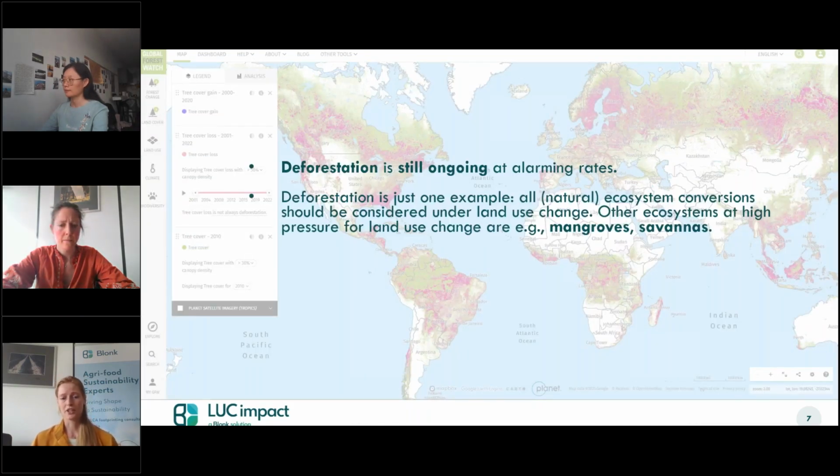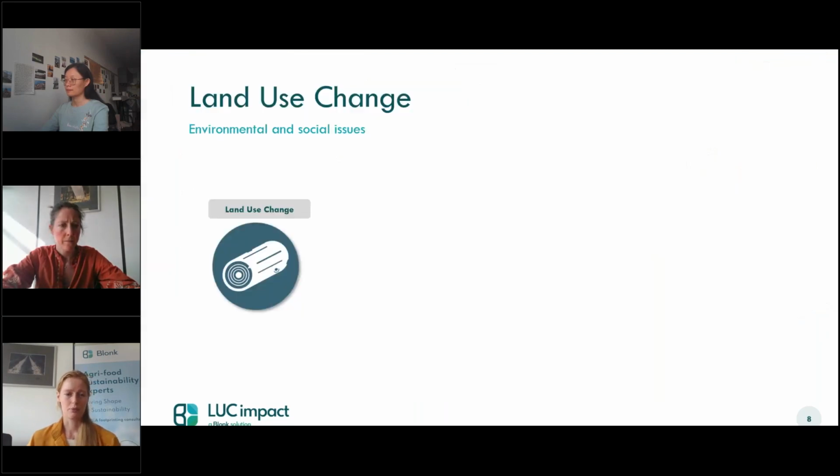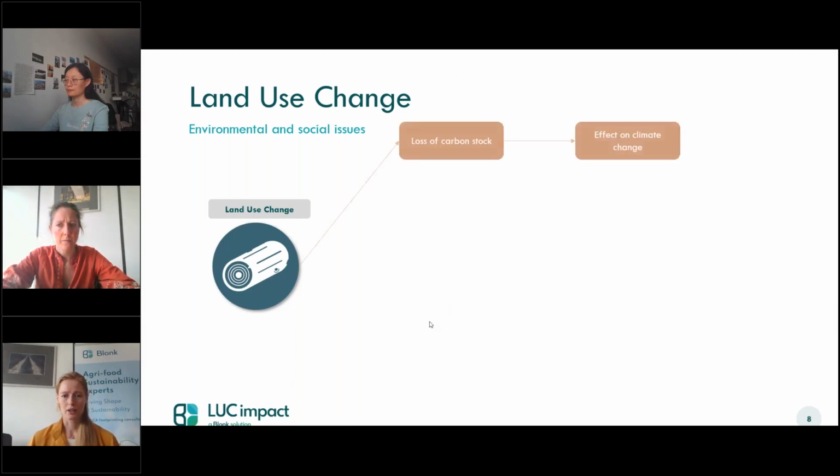So besides deforestation, which is shown here in this image, there are many other ecosystems at high pressure of land use change. And when we are talking about land use change, the overall environmental impacts that it has are multiple. So the first one, and a very well-known one, is the loss of carbon stock, which is causing greenhouse gas emissions, so mainly CO2, but also other greenhouse gas emissions that affect climate change.